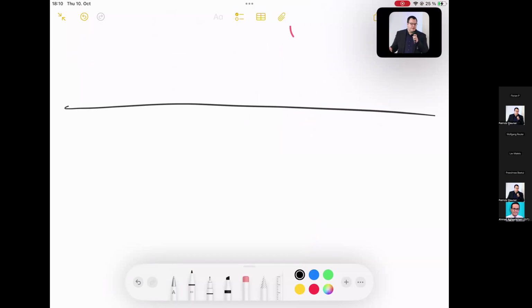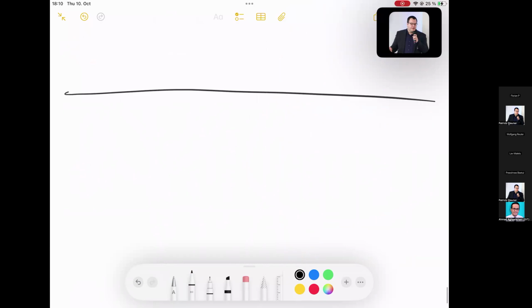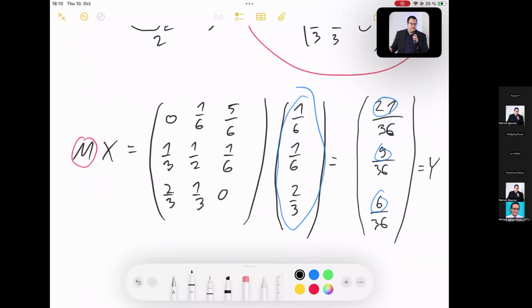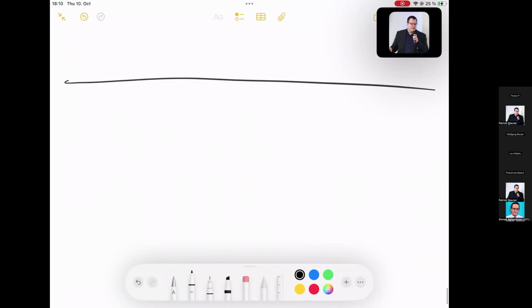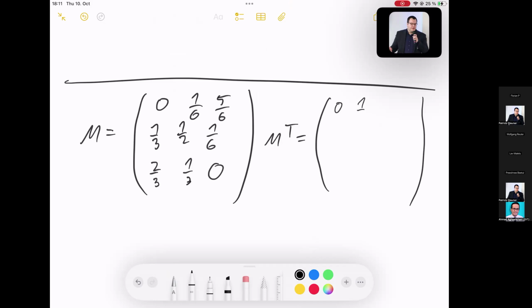So we have our matrix M, and we had it up here, but I guess I need to copy it again so that I have enough space. So my matrix M was this one here: 0, 1/6, 5/6, then 1/3, 1/2, and 1/6, then 2/3, 1/3, and 0. Now I can transpose the matrix, a very fundamental operation that we've practiced before, and now we need it again. And if I transpose the matrix, the transpose will look something like this.